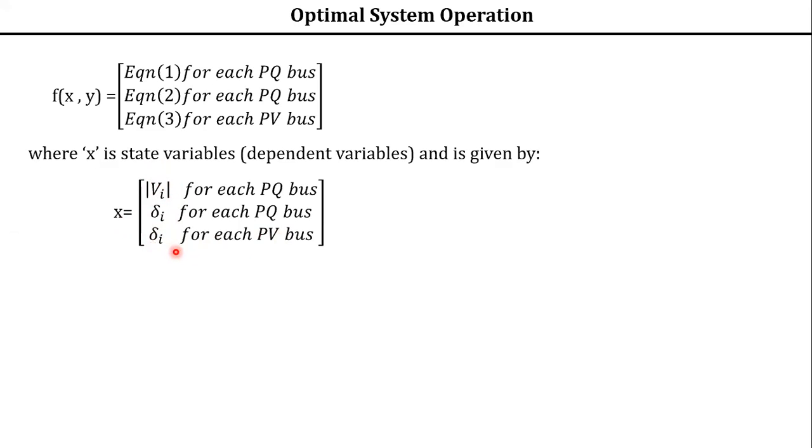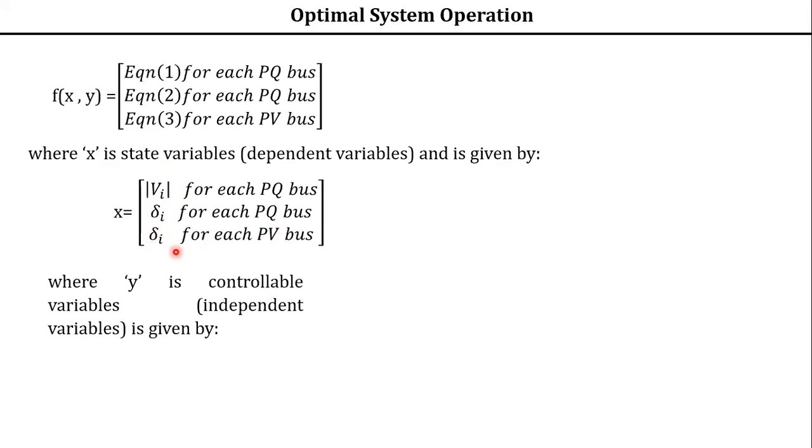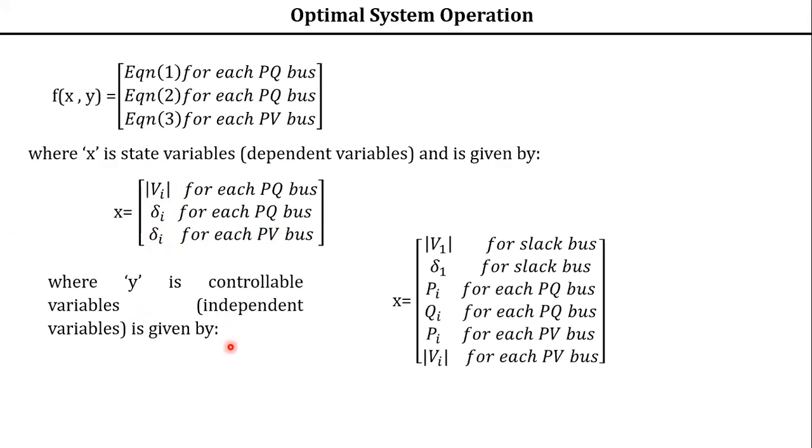So these are the variables; X is nothing but the state variables. Now what is Y? It is called the controllable variable, also called the independent variables, that means which are independent. While representing the control variables, you have to include the slack bus also. Understood? So for the slack bus, sorry, this is Y. You correct this one, this is Y.